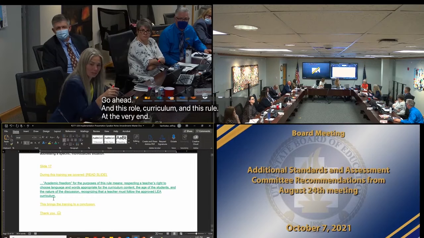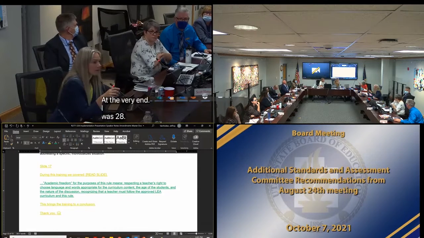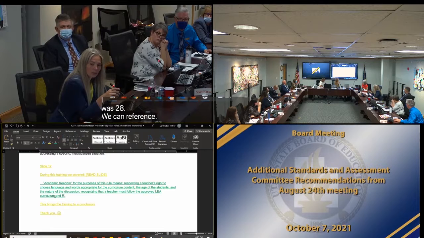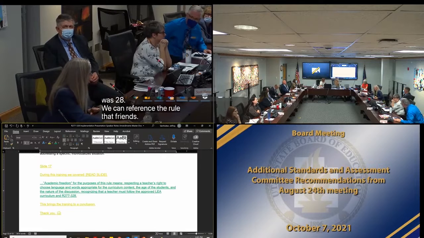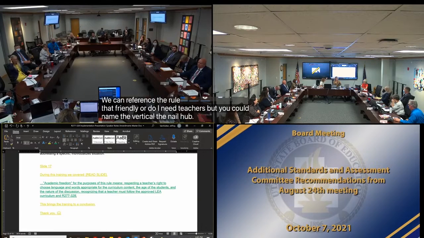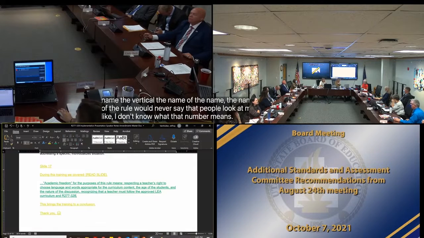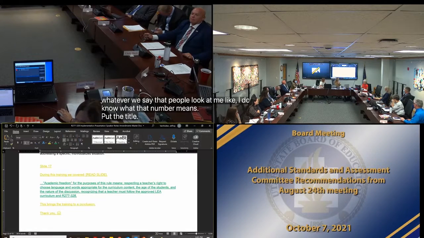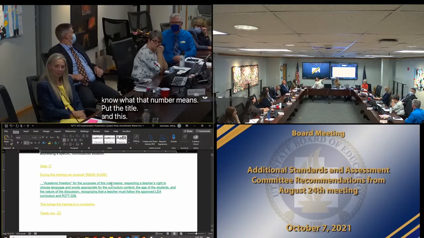And this rule, at the very end, it's R277-328, right? We can reference the rule. It doesn't mean anything to teachers, but you could name the rule, you could put the name of the rule. Whenever I say that, people look at me like, I don't know what that number means. Then put the title of the rule after the rule number. That's a non-substantive change.